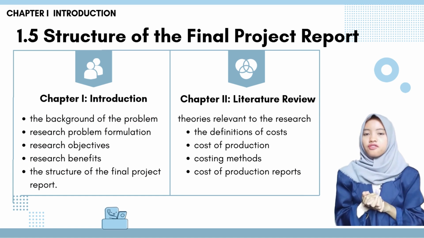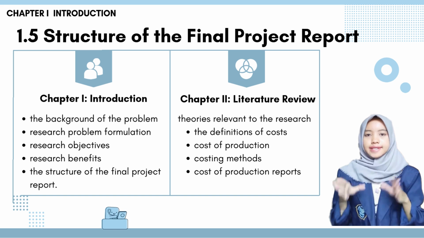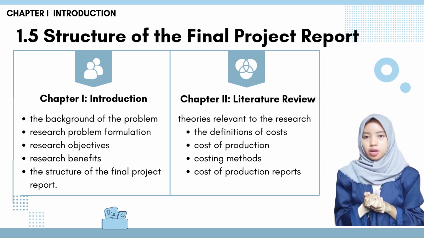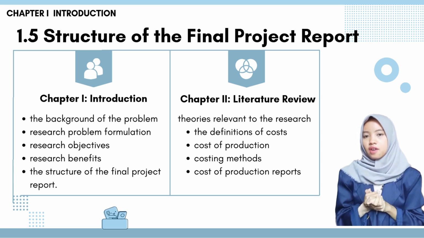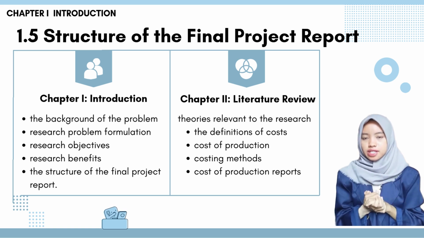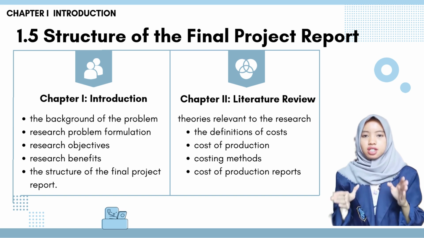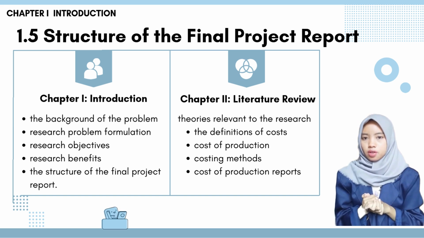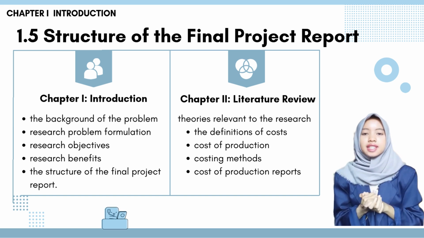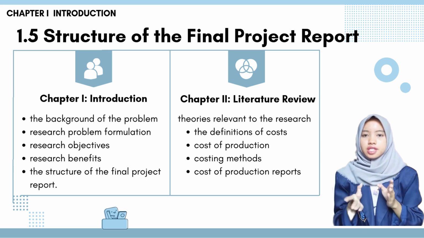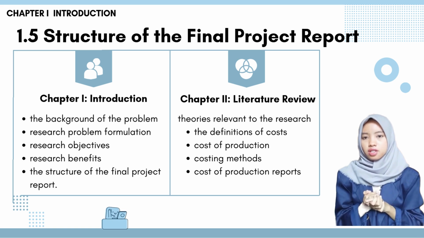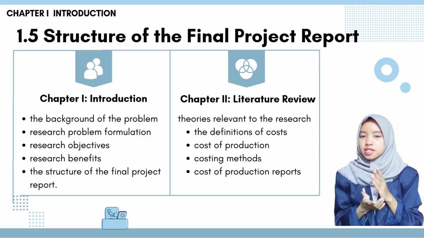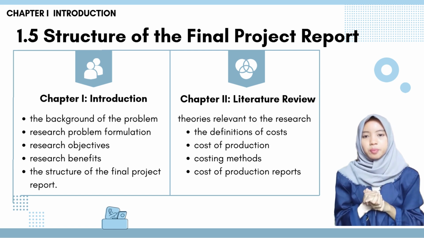1.5 Structure of Final Project Report. The structure of the final project report is: Chapter 1, Introduction, presents the background of the problem, research problem formulation, research objectives, research benefits, and structure of the final project report. Chapter 2, Literature Review, reviews theories relevant to the research, such as the definition of cost, cost of production, costing methods, and cost of production reports.